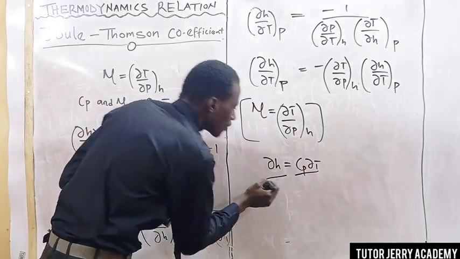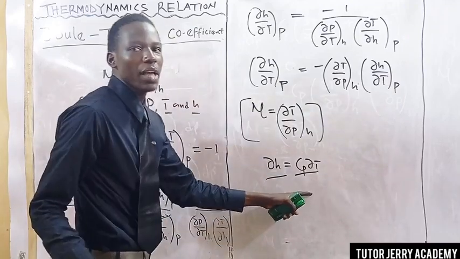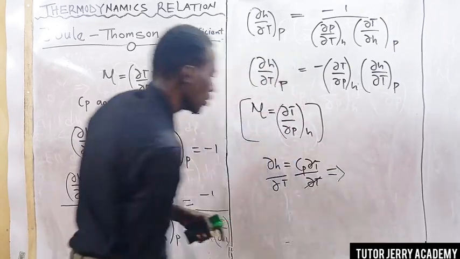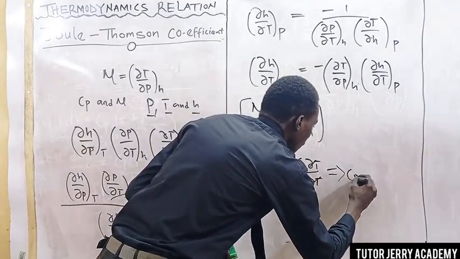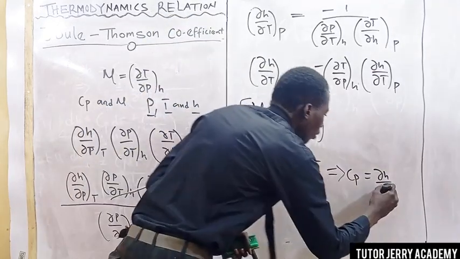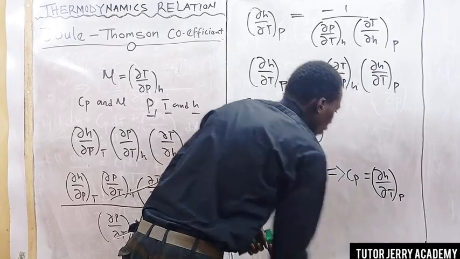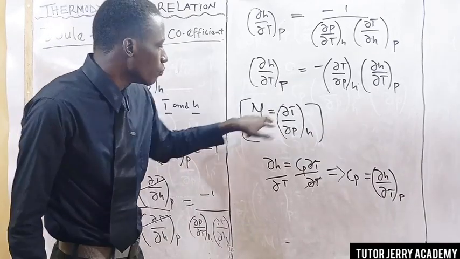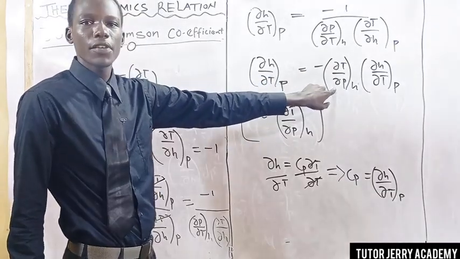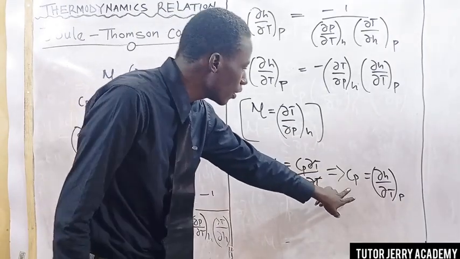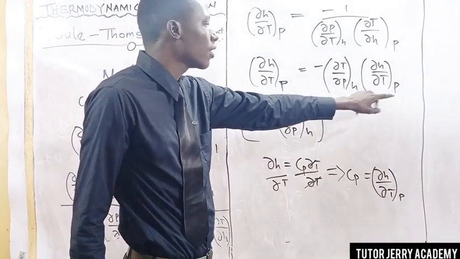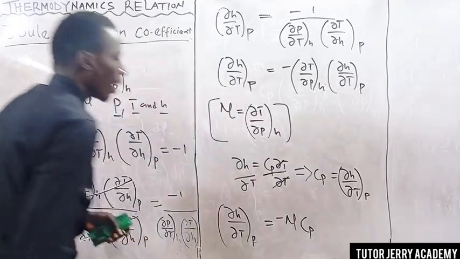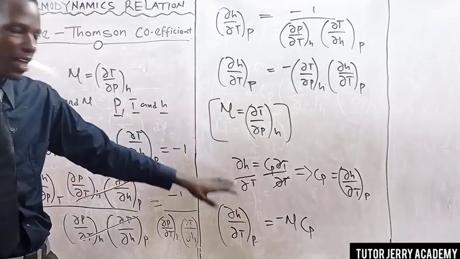So we can make Cp the subject of this relation. By dividing both sides by the partial derivative of T, we have Cp equal to the partial derivative of H over the partial derivative of T, keeping P constant. Now, for this equation, we substitute mu for the partial derivative of T over the partial derivative of P, keeping H constant, and Cp for the partial derivative of H over the partial derivative of T, keeping P constant. It will become minus mu Cp. So we have just substituted the values of mu and Cp in this equation.